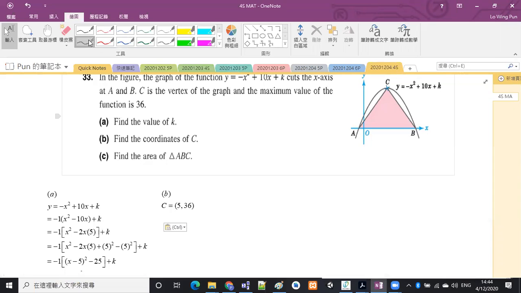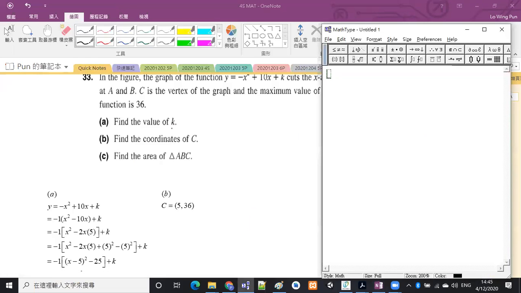And then we are going to drop a perpendicular line from C. Imagine that this is a straight line. CD will be the height. So point A and point B, what are the roles of point A and point B? The graph of the function cuts the x-axis at A and B, which means that A and B will be the x-intercepts of the graph. To find the x-intercepts, we need to put y equals 0.